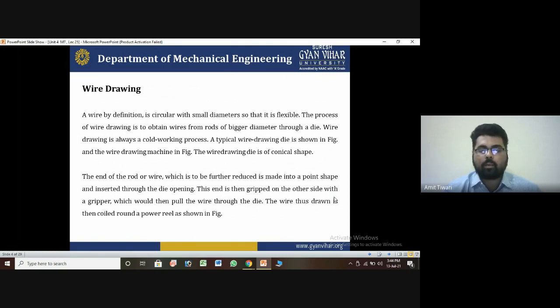A typical wire drawing die is shown in the figure on the next slide, along with the wire drawing machine. The wire drawing die is conical in shape, and the end of the rod or wire to be reduced is made into a point so that it passes through the die opening. The end is gripped on the other side by a gripper, which then pulls the wire through the die, and the drawn wire is collected on a power reel as in the figure.